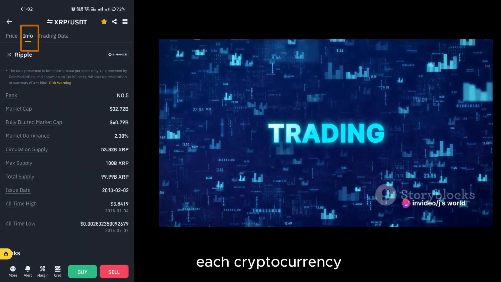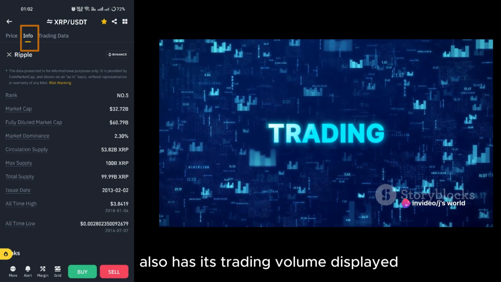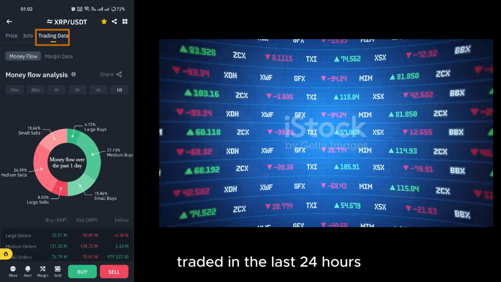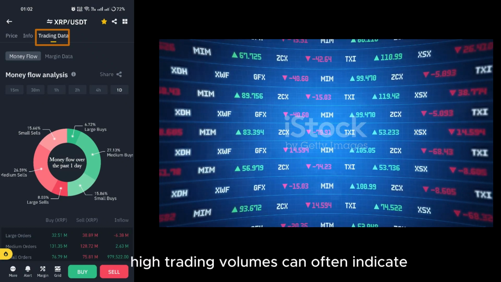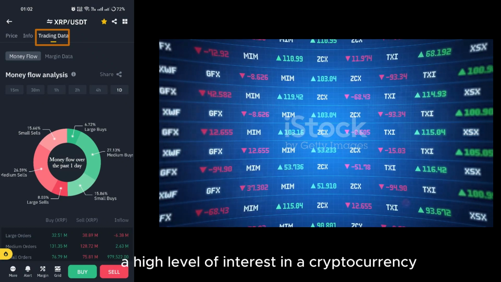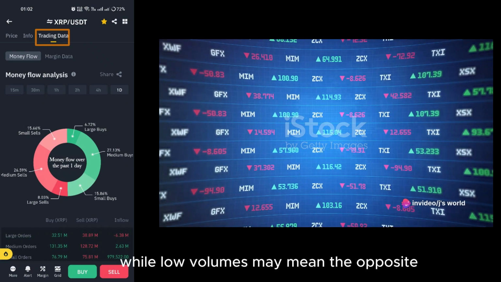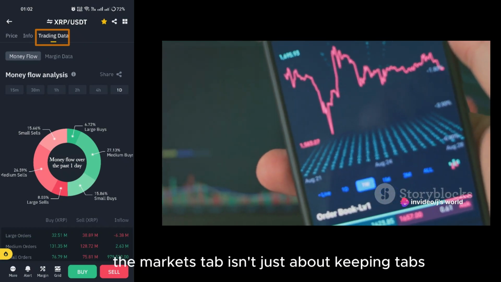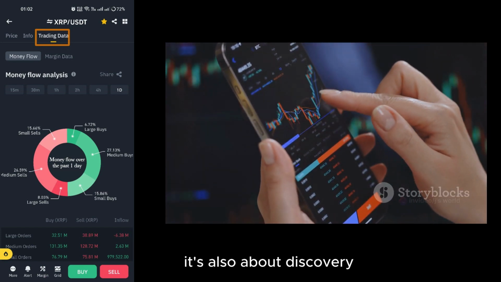Each cryptocurrency also has its trading volume displayed. This is the total number of that particular cryptocurrency that's been traded in the last 24 hours. High trading volumes can often indicate a high level of interest in a cryptocurrency, while low volumes may mean the opposite. The Markets tab isn't just about keeping tabs on your favorite cryptos, it's also about discovery.